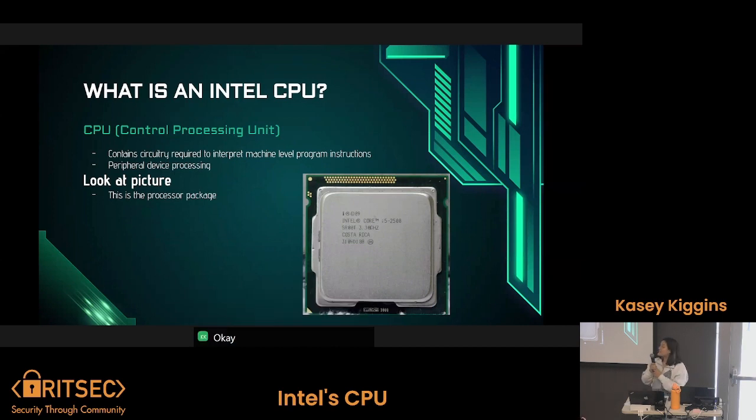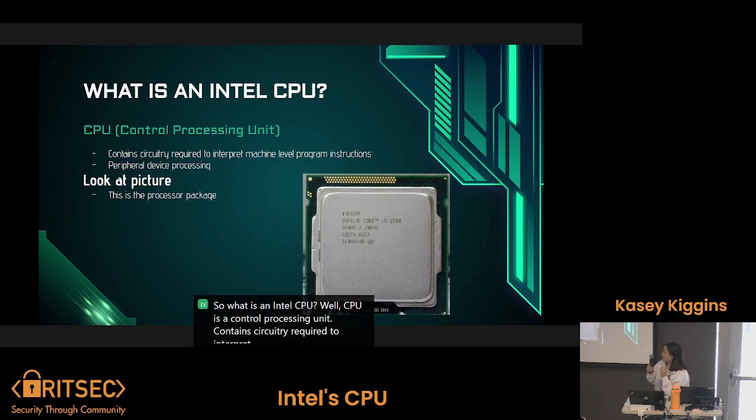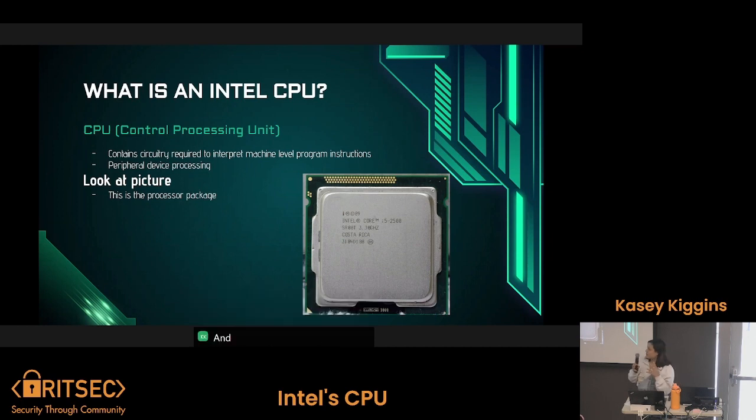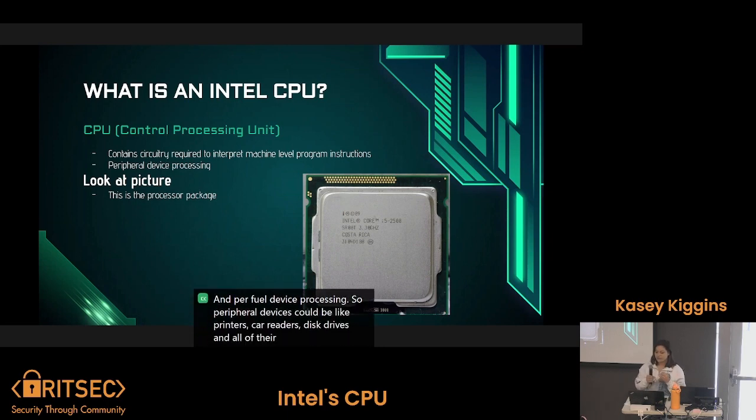So what is an Intel CPU? Well, a CPU is a central processing unit that contains circuitry required to interpret machine-level programming instructions and peripheral device processing. So peripheral devices could be printers, card readers, disk drives, and all of their processes were completed by the CPU.